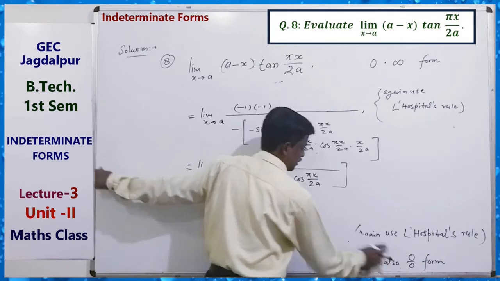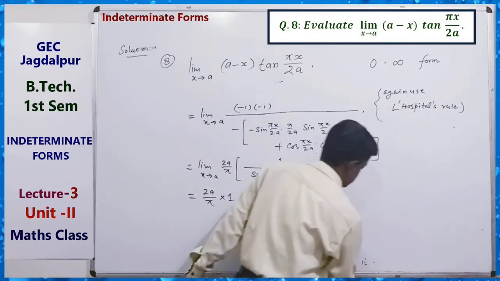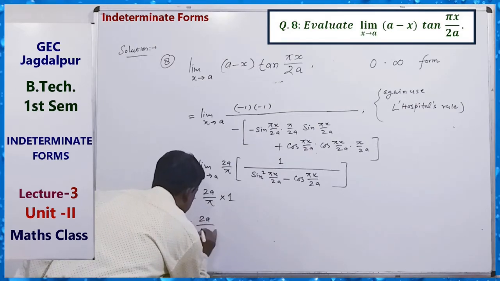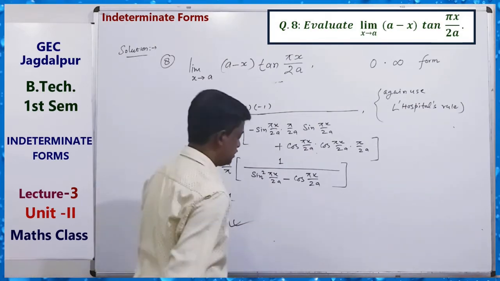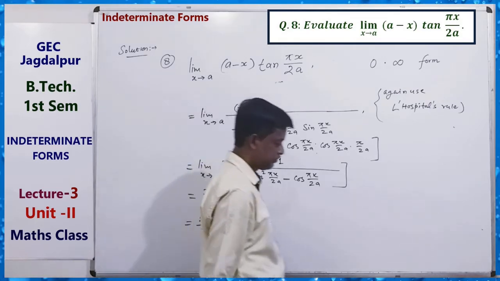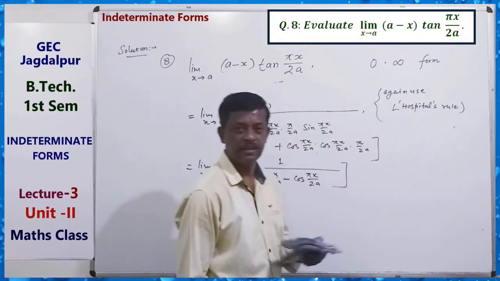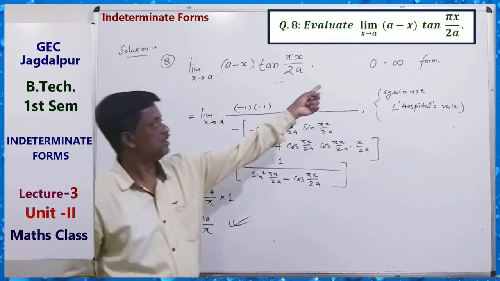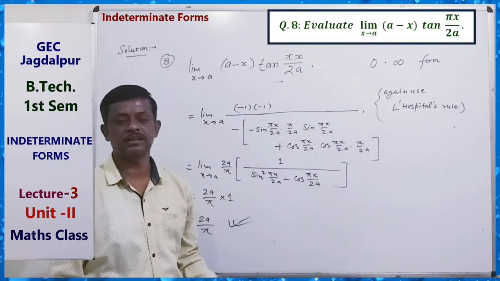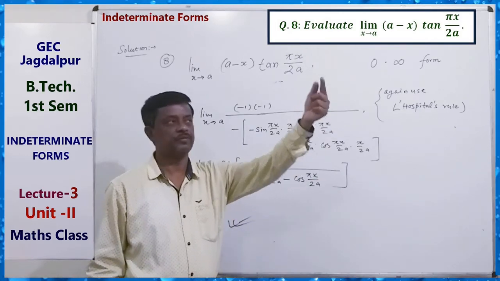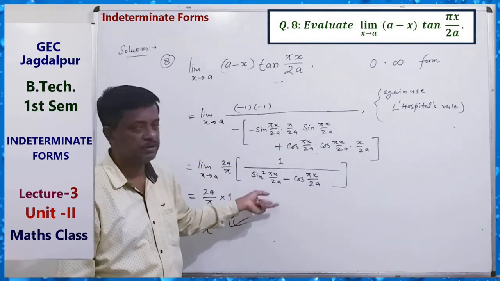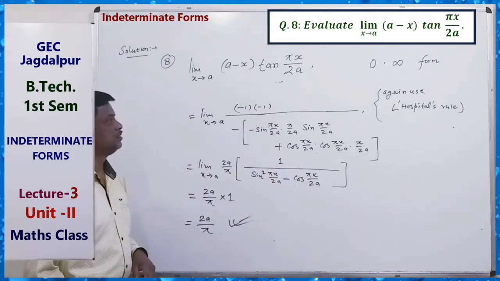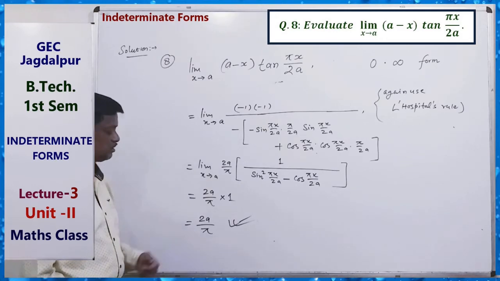Okay. So answer is 2a by pi. So this is the answer. Clear? 2a by pi. So this is the technique for finding the value of indeterminate form 0 into infinity. Just write in the form of infinity by infinity and then try to solve, and then also you can convert it into the 0 by 0 format and use L'Hospital rule, and then you can get the limit.